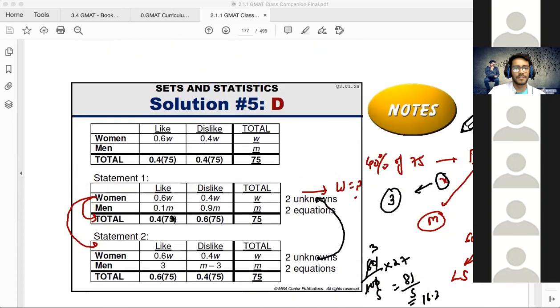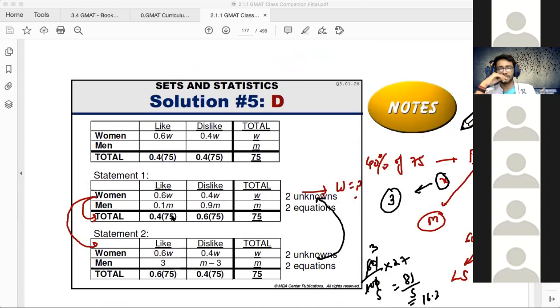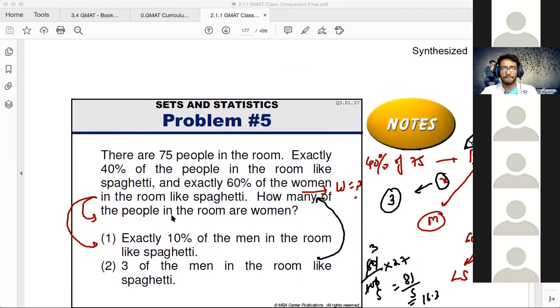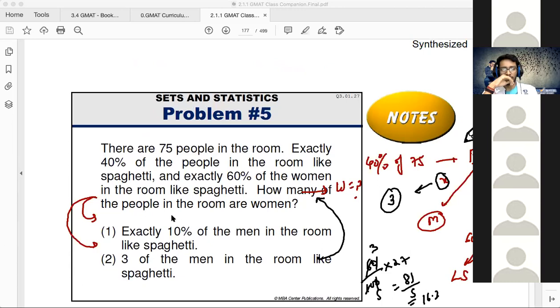So, we have been given that 10% of men like spaghetti, and there are 40% of people who like spaghetti out of the 75 people. So, the 40% of 75 is 30. We could find the 10% of 30, that is 3. So yes, we got 3 men, and then we can calculate. So individually both are sufficient. Both are sufficient. Simple one. Good.